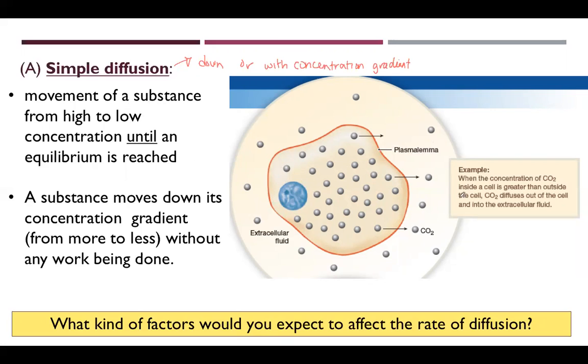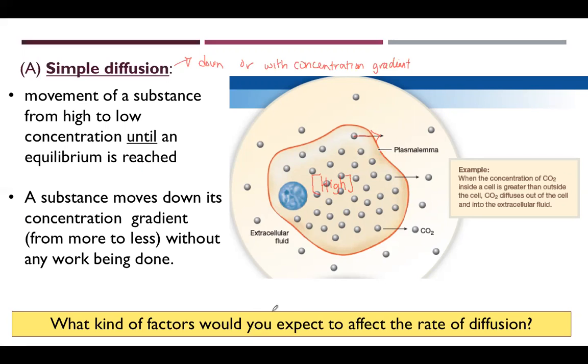Here we see an example of carbon dioxide in the cell. Very great compared to the outside. Because it's in a higher concentration in the cell, it's going to be passively, no energy, just a simple diffusion through the plasma membrane out to the extracellular fluid.